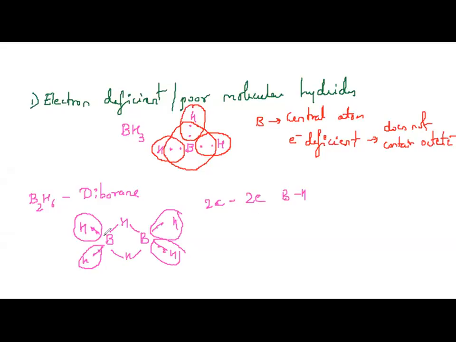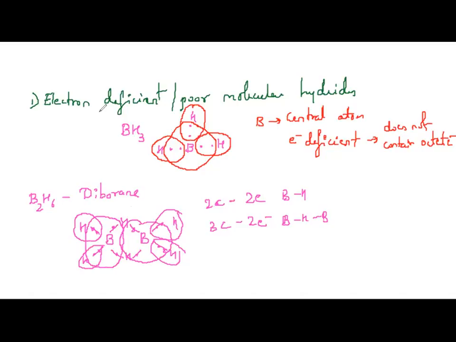These are the BH bonds there. But if you look at the bridgings, they are 3 centered, but with 2 electrons only. Here there is 1 electron, here there is 1 electron. Such 2 BHB bonds we have. So this is deficient of electrons: 2, 4, 6. This boron has only 6 electrons, and this boron also has only 6 electrons. So it is an electron deficient molecule.